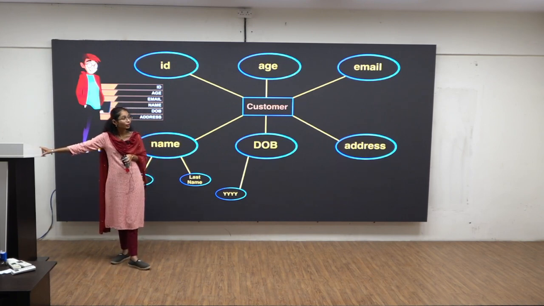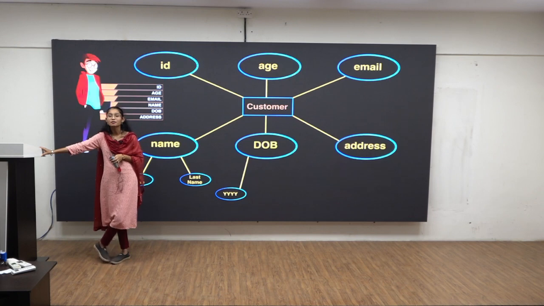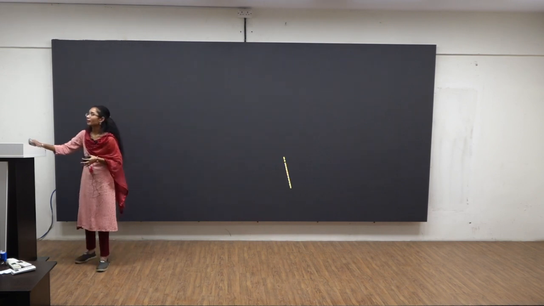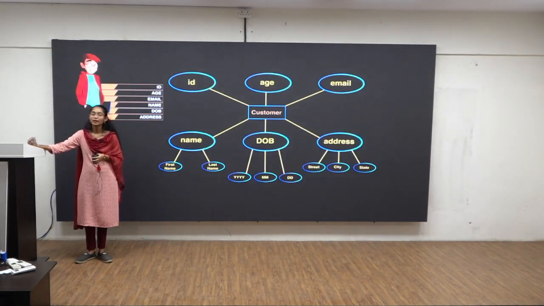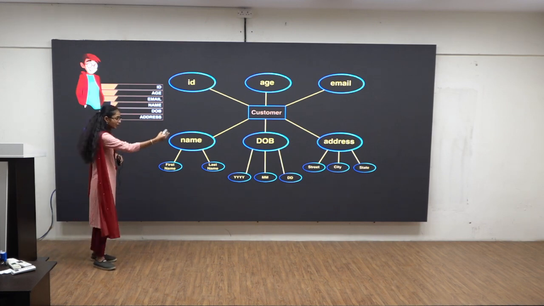Email also, whenever you are giving, you have to give it completely. ID also, whenever you are giving, you have to give it completely. Age also, whenever you are giving, you have to give it completely. But there are some other attributes like name, date of birth, address where they can divide that particular information and ask you to fill it. So this is how we will be dividing everything.